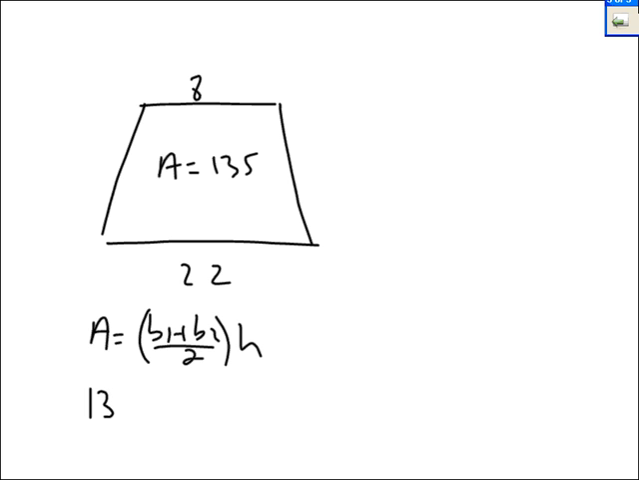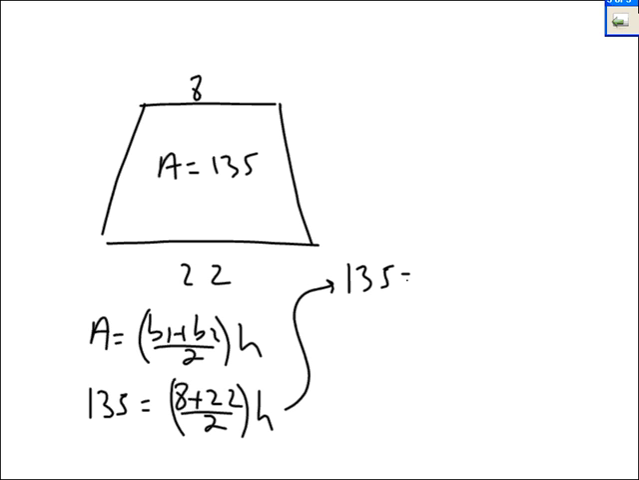The area is 135. B1 plus B2 over 2 times H. Well, let me come here, please. 135 is equal to, you add those two numbers, 8 and 22, you get 30. Divided by 2, it's 15. 15 times H is 135. So you go on the side. 15 times 7, well, that's 105.